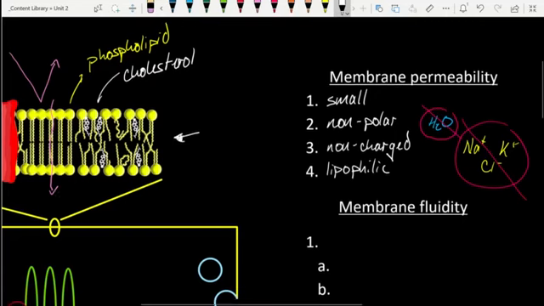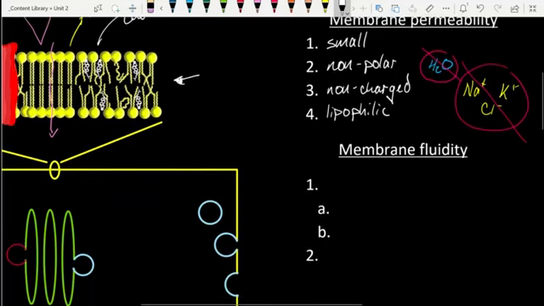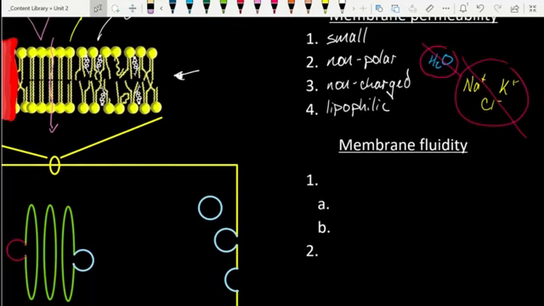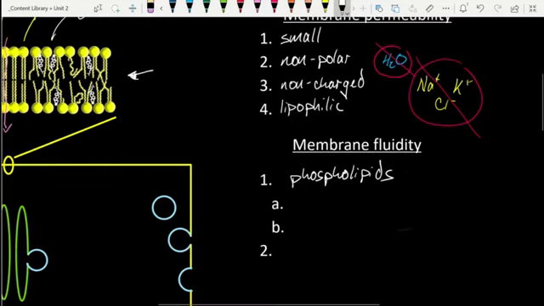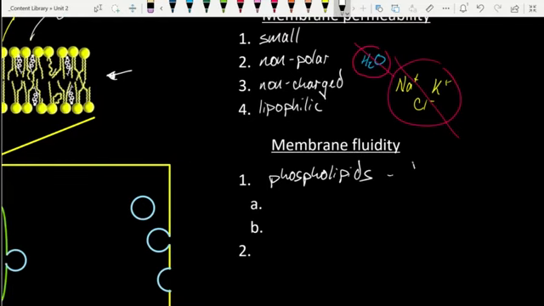We can also talk a little bit about membrane fluidity. Because we're on the subject, we need to recognize that fluidity is dictated by two different molecules, the properties of those molecules. Of course, the first being phospholipids. And there are two aspects of phospholipids that we need to consider. Specifically, when we talk about phospholipids, we're talking about the fatty acid tails.